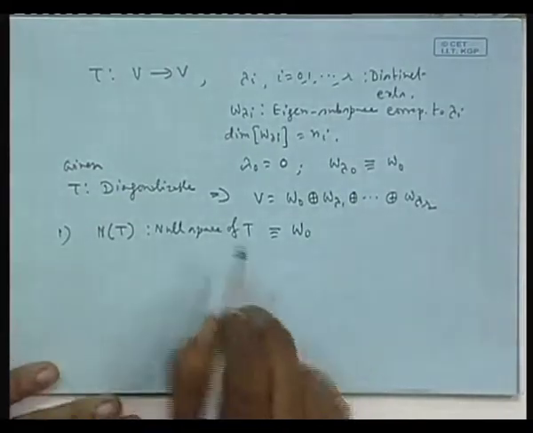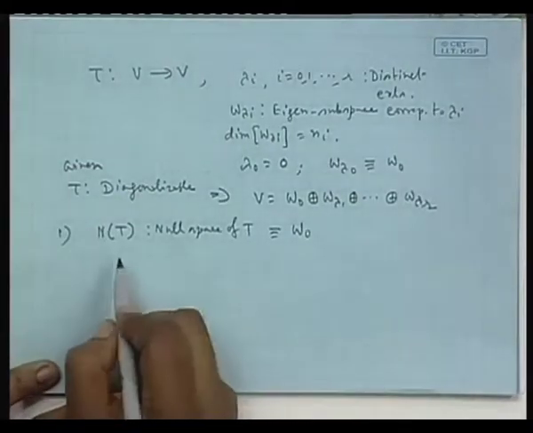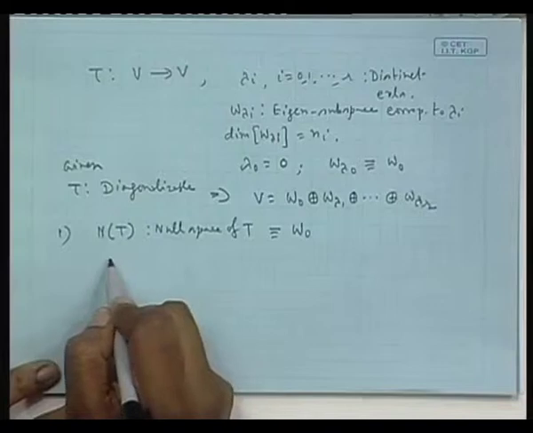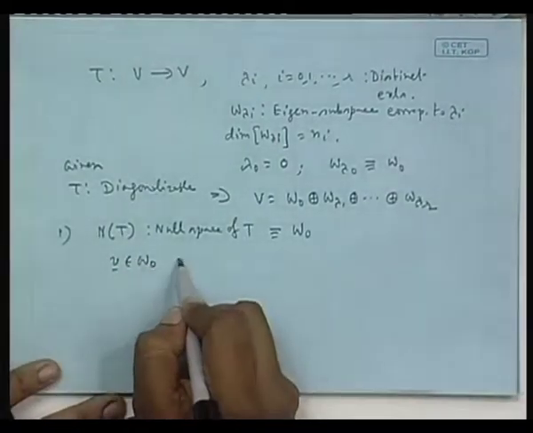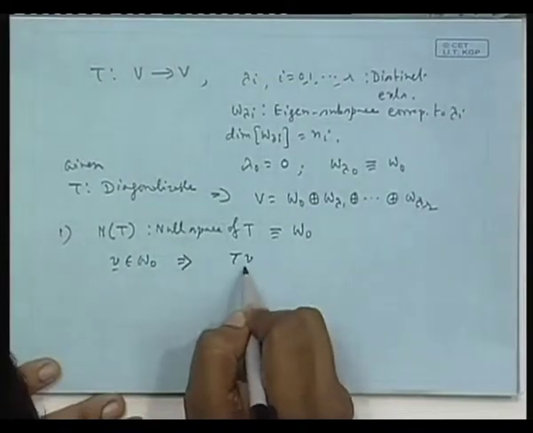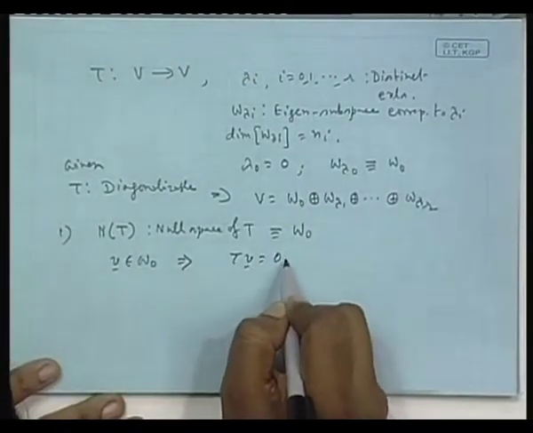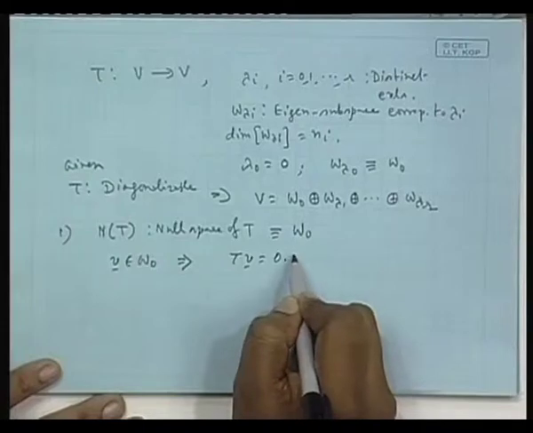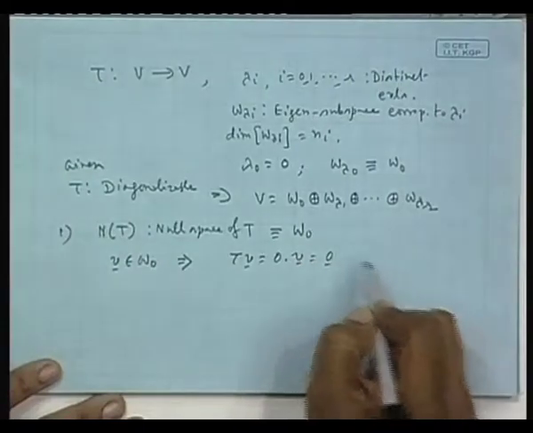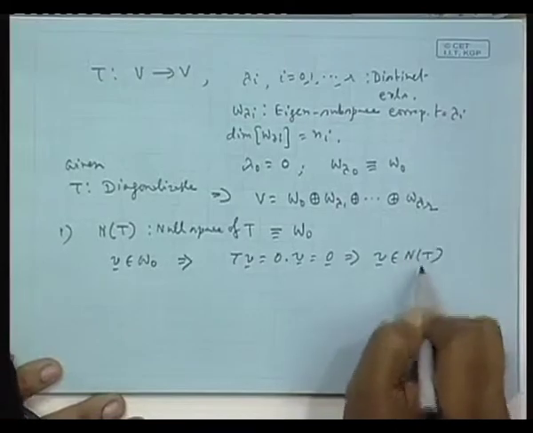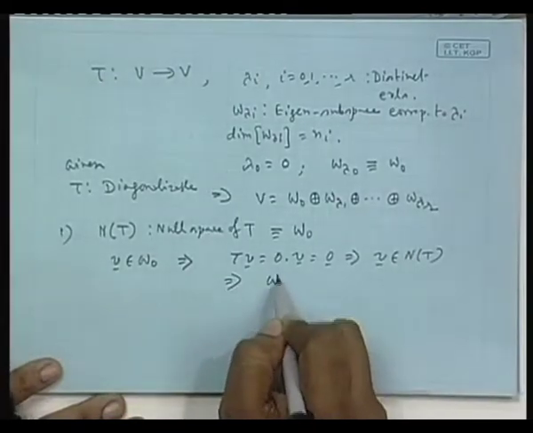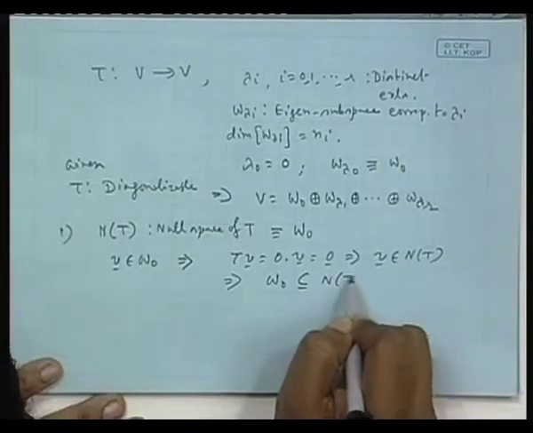How? To show it, suppose you take V an element of W 0, that means T V is equal to eigenvalue 0 times V, which is the 0 vector. This means V is an element of N T also, meaning W 0 is contained in N T.